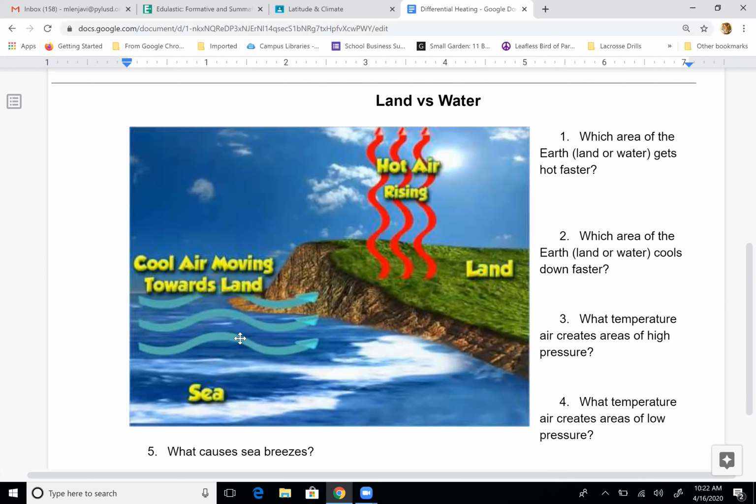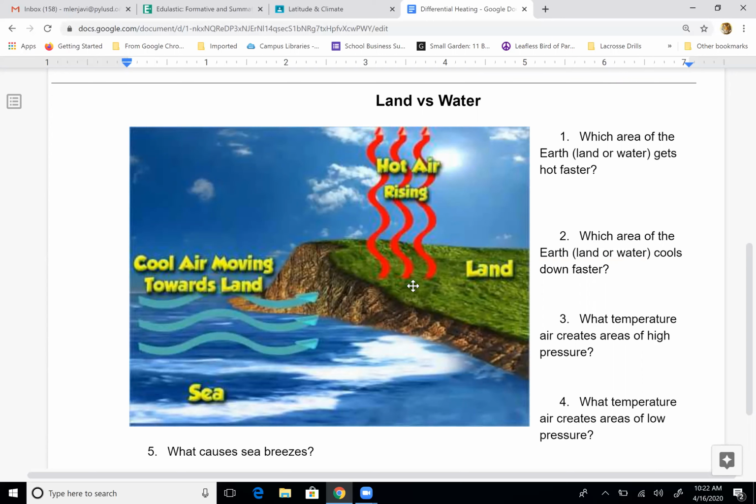Okay, and that has to do with the density of material. The molecules of matter on land are much more tightly packed. They're closer together, and in water, molecules are farther apart. I'll add the concept of a video for density on Friday. But basically, land heats up and cools down much faster than water.